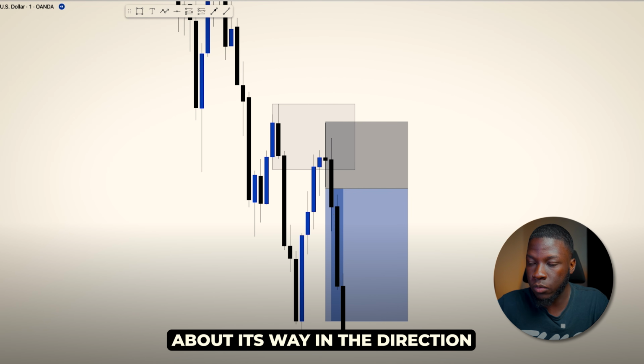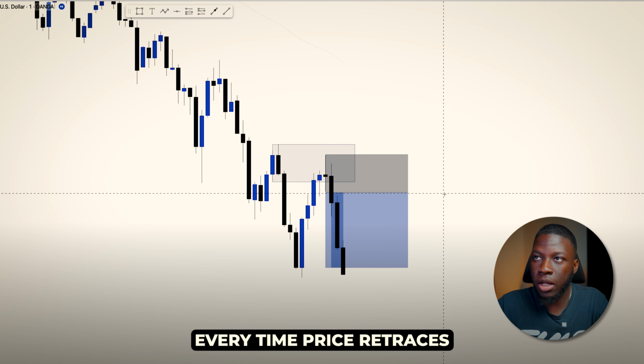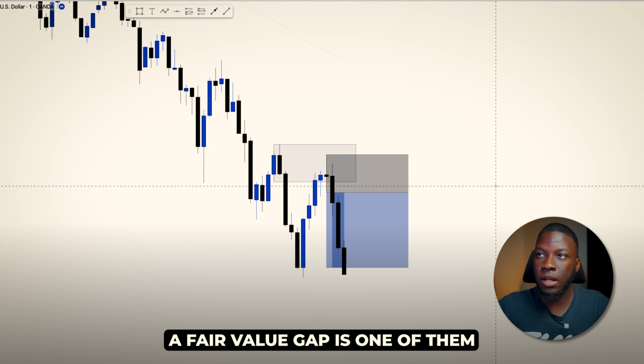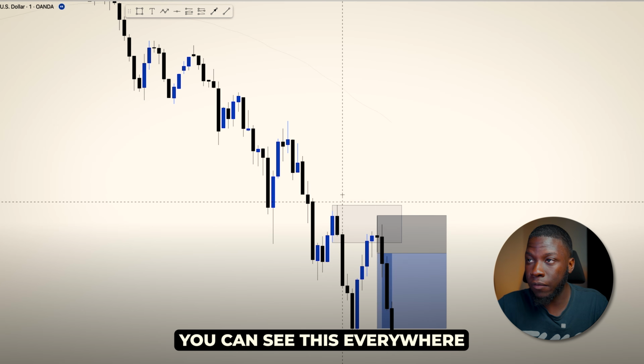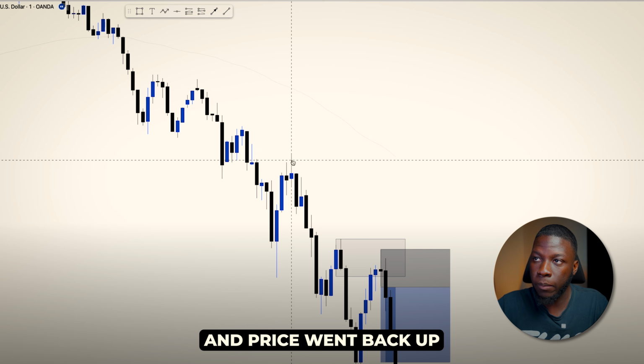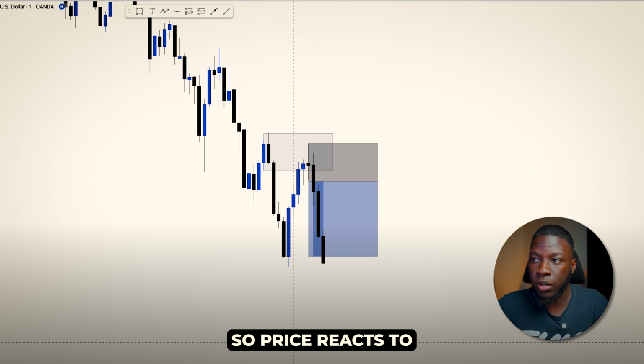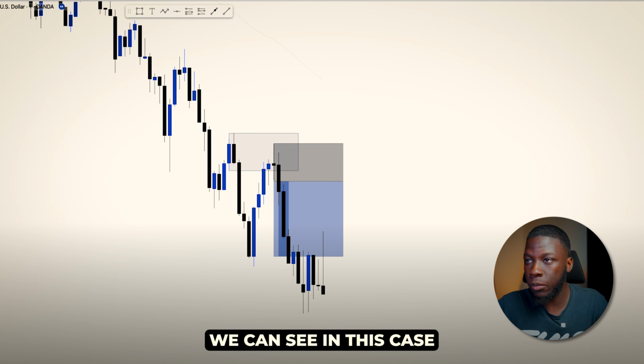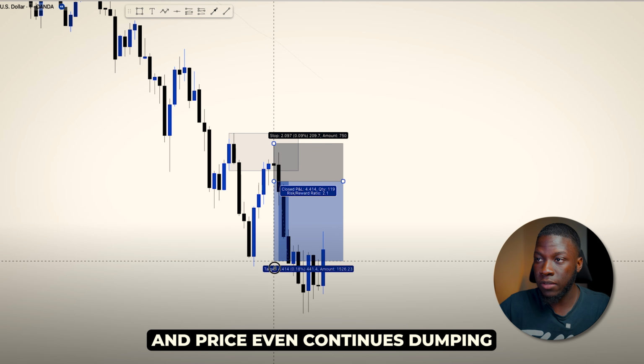So now price is going about its way in the direction I wanted initially. Every time price retraces, there are a few reasons why it does that, and fair value gap is one of them. And you can see this everywhere. This is one. You can also see right here there was a gap between this, and price went back up, filled it, and carried on. So price reacts to fair value gaps all the time. You can see in this case we hit the 1 to 2 and price even continues dumping.